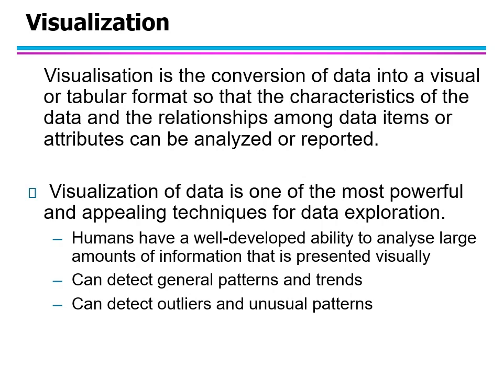Humans have a well-developed ability to analyze large amounts of information that is represented visually, which means that humans are inherently visual thinkers. Human brains are wired to detect shapes, colors, and patterns much faster than reading numbers or text.